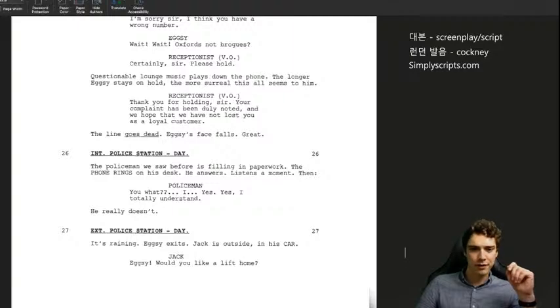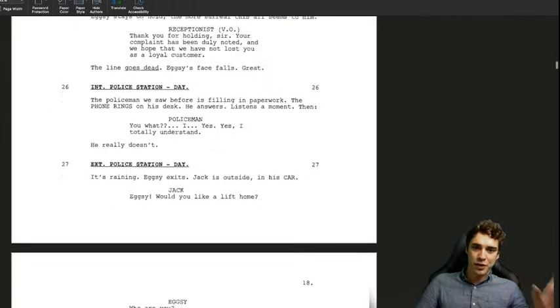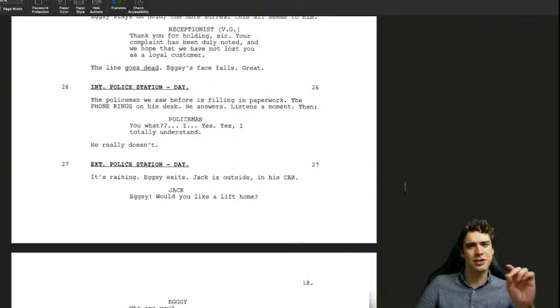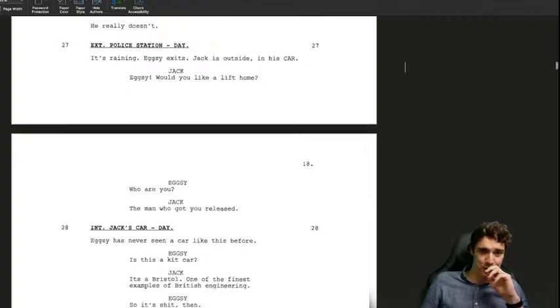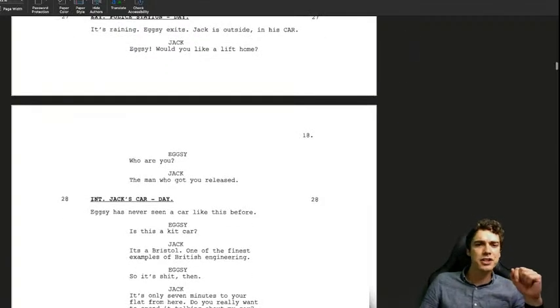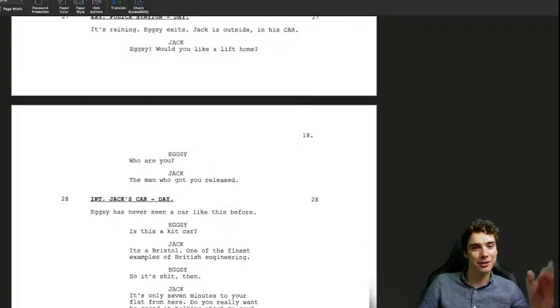Okay, let's just have a look. So, you what? Ah, yes, yes, I totally understand. So in this scene, I think Colin Firth's character has just saved Eggsy from going to prison or going to jail. Right. So I think Jack is Colin Firth's character. Jack이라는 character는 Colin Firth character이요.